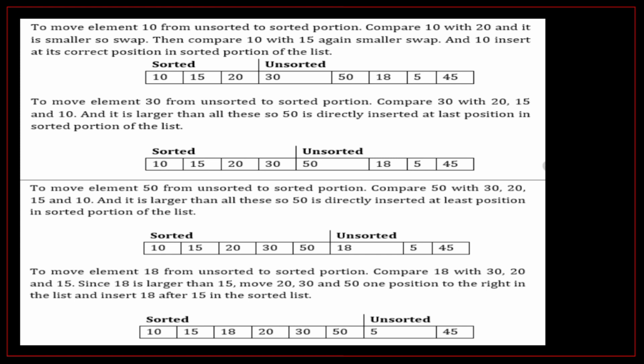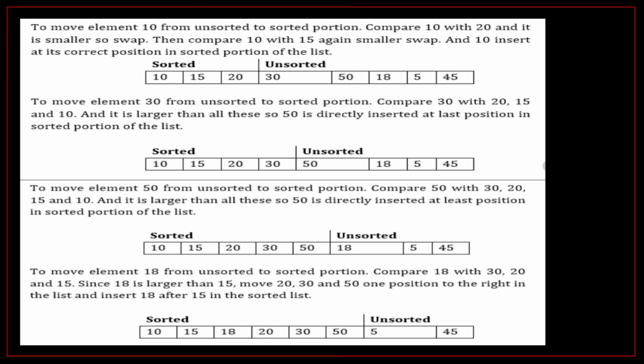To move the element 50 from unsorted to sorted portion, compare 50 with 30, 20, 15 and 10 and it is larger than all these, so 50 is directly inserted at the last position in the sorted portion of the list. So the sorted list is 10, 15, 20, 30 and 50 and the unsorted list is 18, 5 and 45.